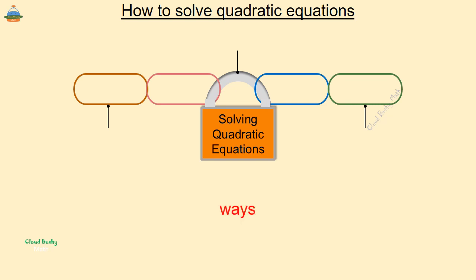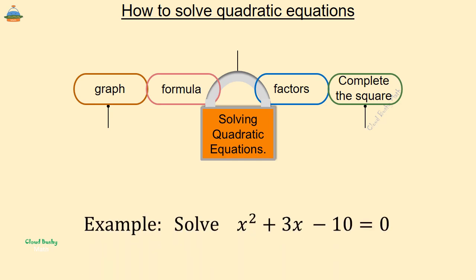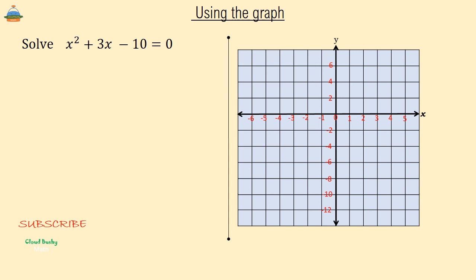To solve quadratic equations, you can use the graph method, the quadratic formula, factoring or factorizing, or we can solve a quadratic equation by completing the square. Today in this video, we're going to solve the equation x squared plus 3x minus 10 is equal to 0 using the first method. Let's look at how to use the graph to solve this equation.